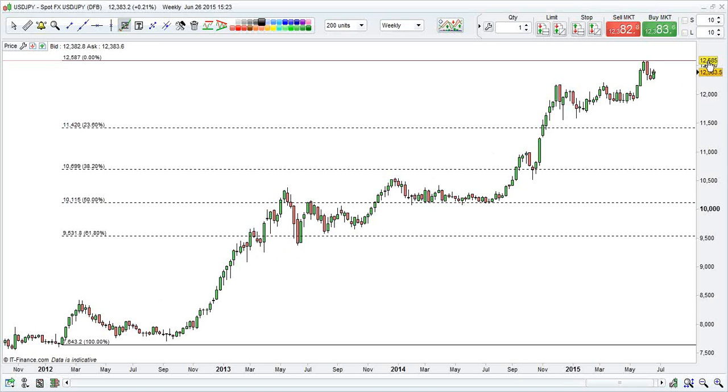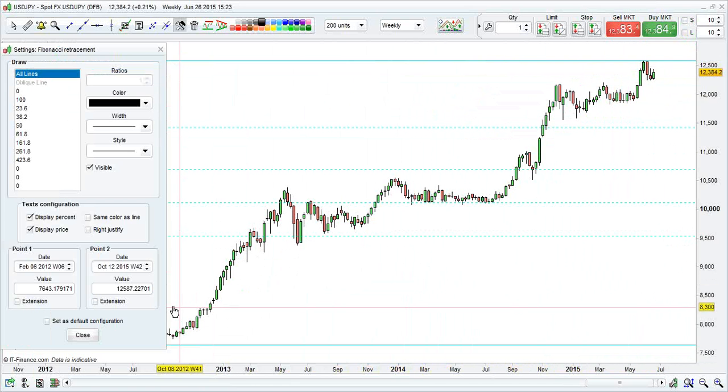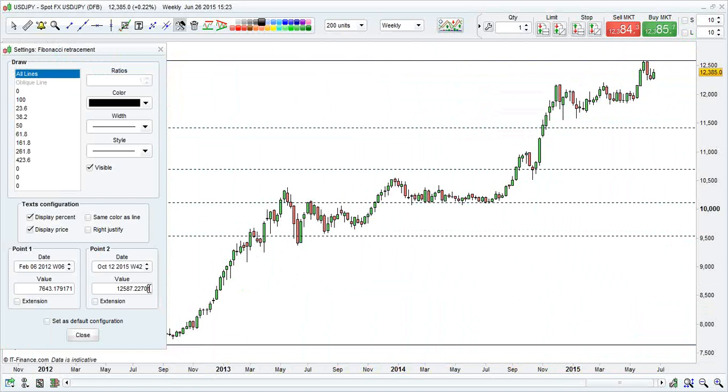Now, on ProRealTime, to get an exact figure, we can go to configure, and we can configure our Fibonacci. So to get the exact high, we can see the high there is 12,585 and the next one is 12,566. So we'll go with 12,585, which is our high. So we can pull back down here to get an exact figure. So we can just change it to 12,585 and 0.00. And we'll close it there.